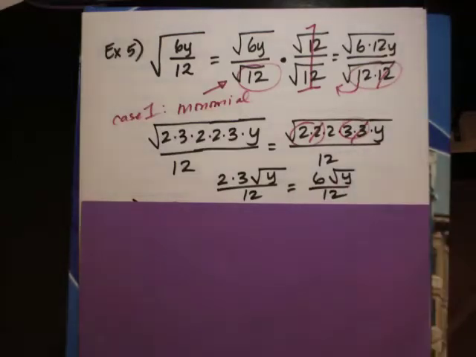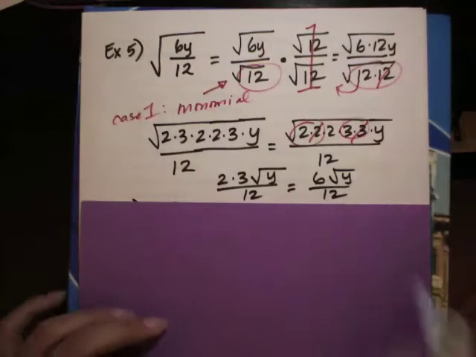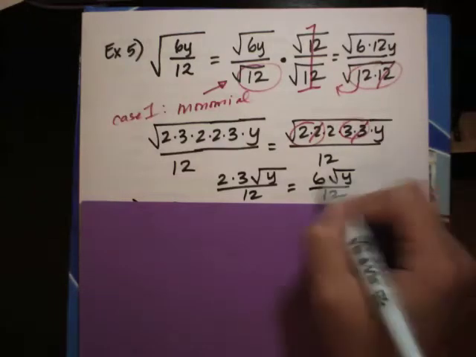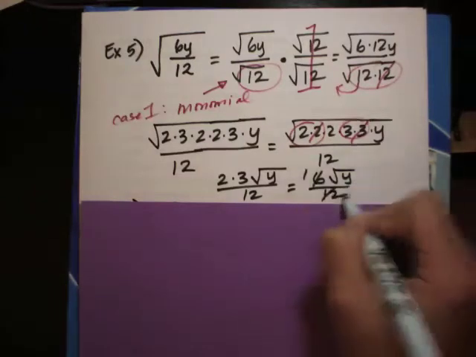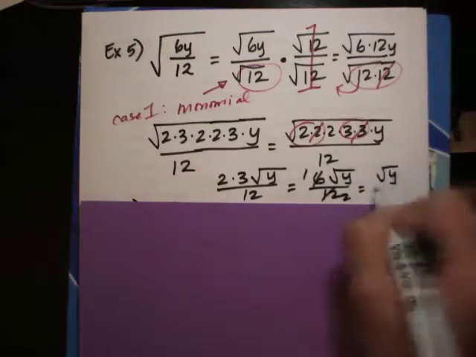And of course, we can factor out, looks like we have common factors. That's 1, that's 2, square root of y over 2.